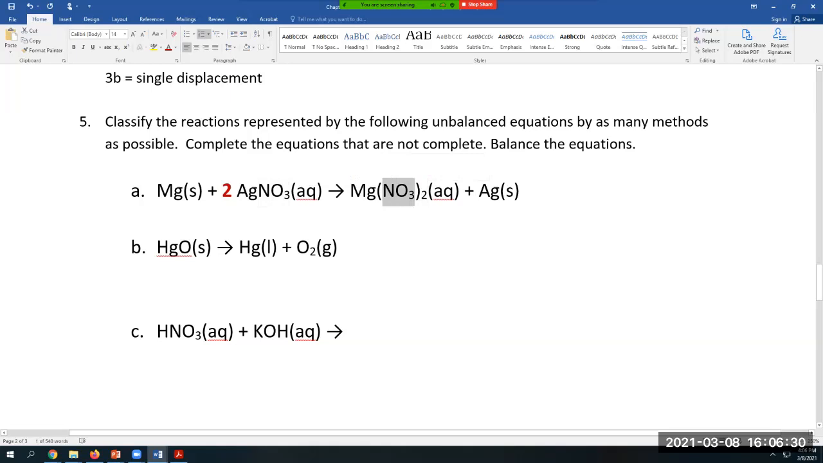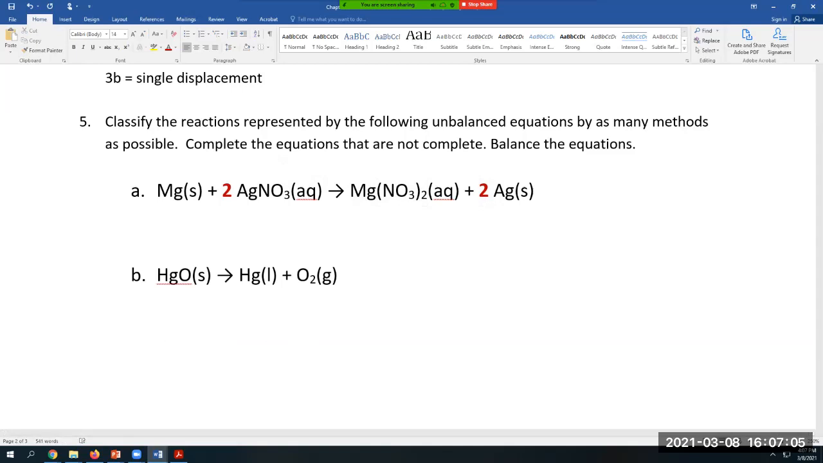So here we have 2 nitrates on both sides. Now we have 2 silver on the left, so let's make it 2 silver on the right. Magnesium, we have 1 magnesium on the left, 1 magnesium on the right. So that's the only thing we need to do to have it balanced: 2 silver on the left, 2 silver on the right, 2 nitrate on the left, 2 nitrate on the right, and 1 magnesium on both sides. So it's balanced and complete.